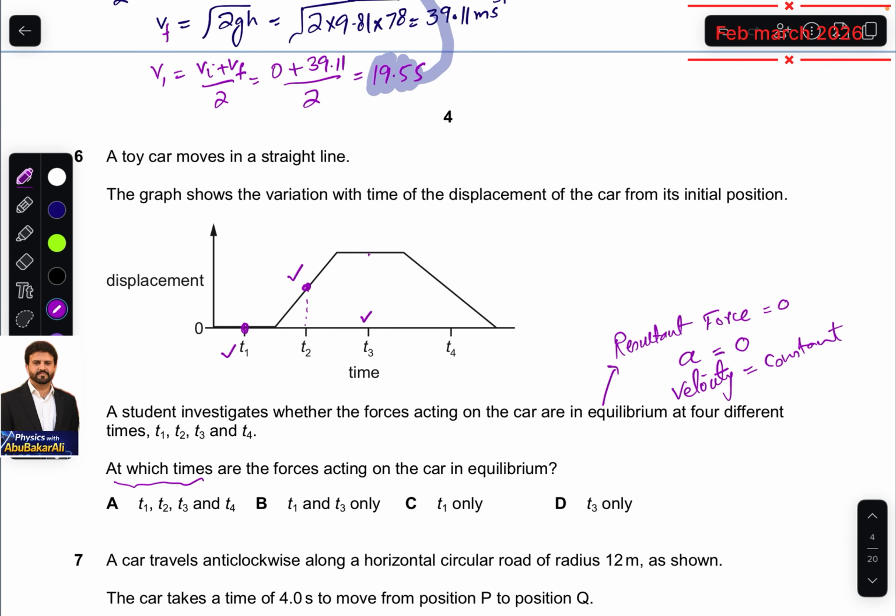Same is this point, that is t3, and same is this point, even if it has a negative velocity or something, but still it has a constant velocity. Okay, it's not changing, so it's not accelerating. So it's option A, that is correct.